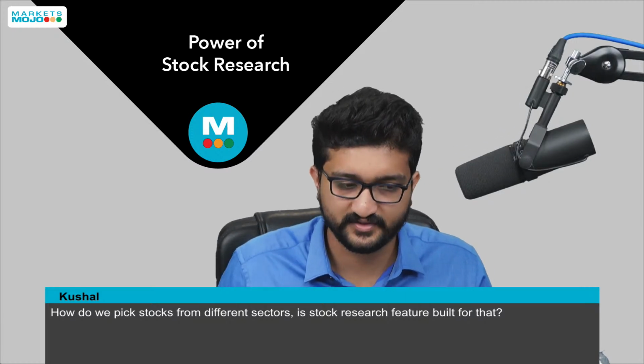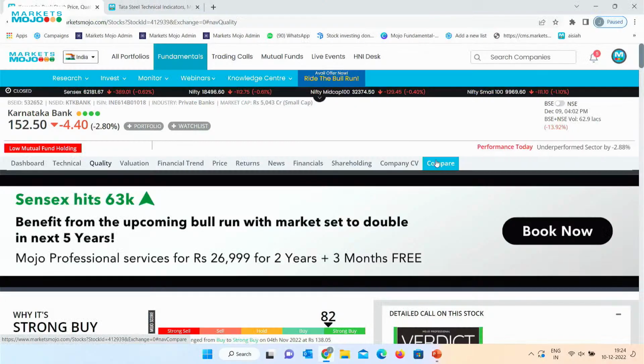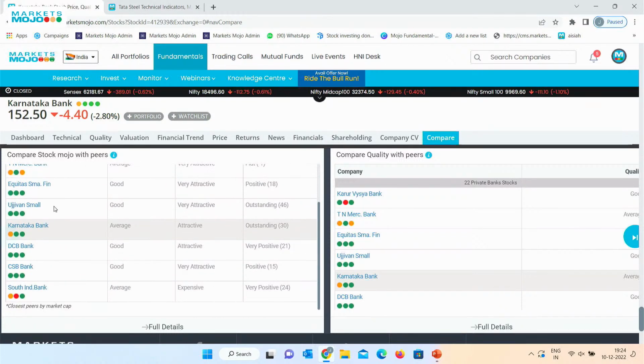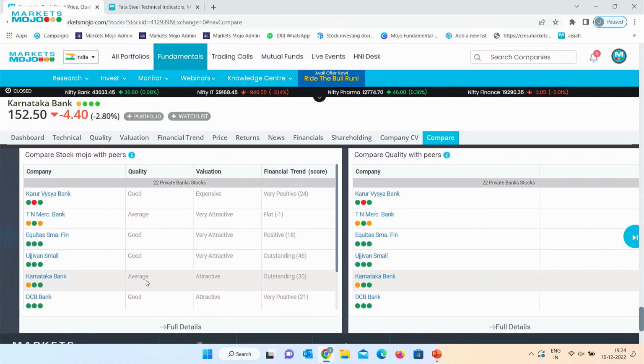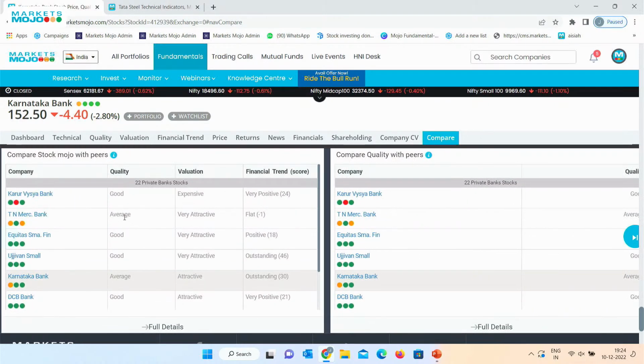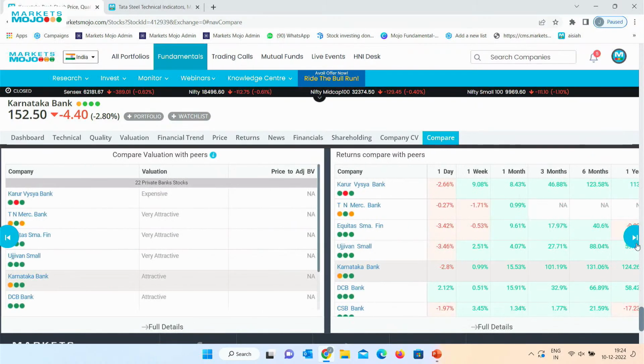If you could just share my screen. Yeah, and if you go to compare over here. Okay, so within this particular sector also you can compare the companies. So if you can see Karnataka Bank, within that particular sector, how are other companies? So we said Karnataka Bank was average. There are good quality companies as well. Or yes, there's another average company over here. Okay, so this is with its peers, and so on and so forth.